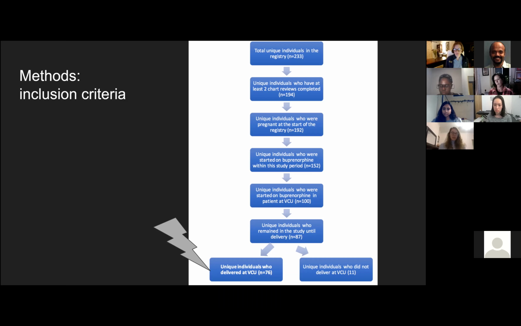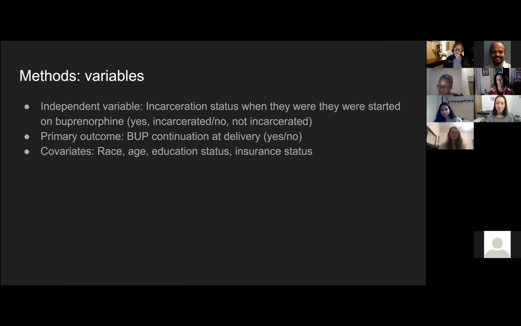And obviously, because we're looking at health record data, if they're delivering outside of VCU, we don't have access to their medical records generally. So we excluded those individuals from the sample because our outcome was specific to delivery, and we didn't have great data for those 11 who delivered outside of VCU. And so those were excluded, and we were left with the 76 individuals who fit all the criteria at that initial registration time period, and then also delivered within the VCU health system, which is why they get the lightning bolt.